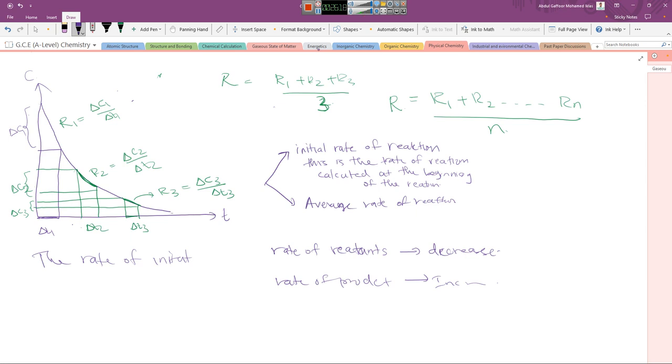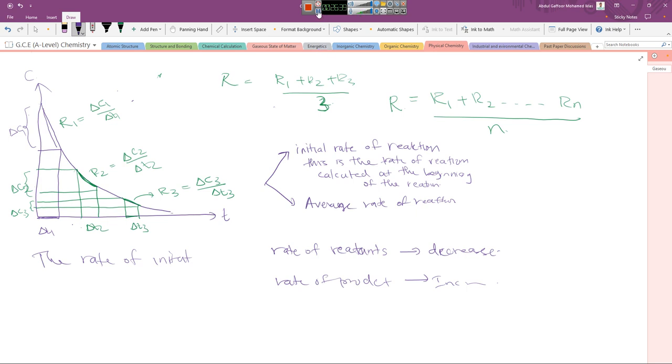This is just a general consideration, right? Because you can just see the slope of this R1. This seems to be higher than the other slopes, right? So we can say the initial rate of reaction will be comparatively high in a chemical reaction.